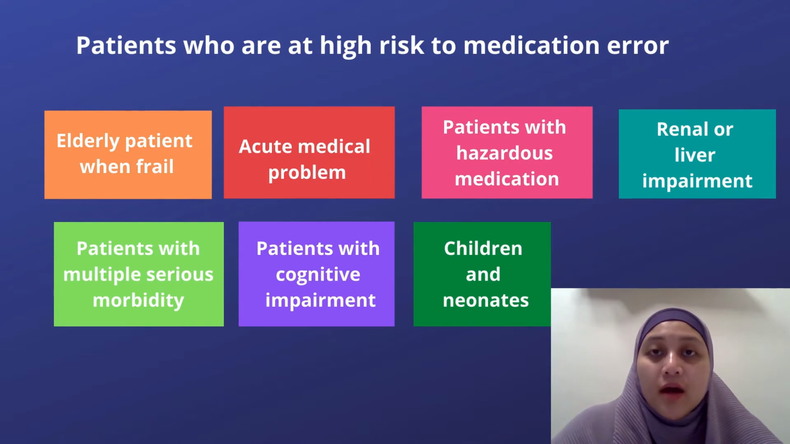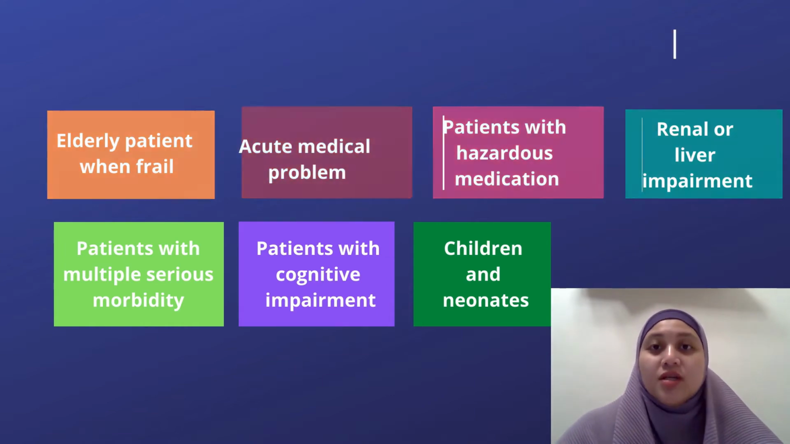Which group of patients are at high risk to medication errors made by medical practitioners? Elderly patients, particularly when frail, patients with acute medical problems, patients who are on hazardous medication, patients with renal or liver impairment, patients with multiple serious morbidity, patients with cognitive impairment, and children and neonates in pediatric settings. These are the groups of patients who are at high risk to medication errors made by medical practitioners.